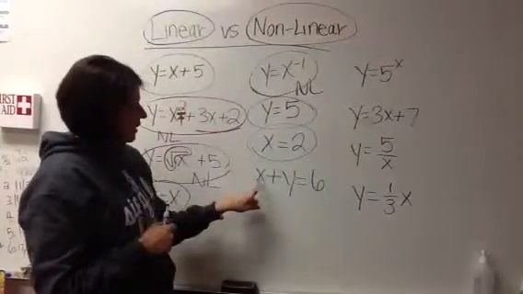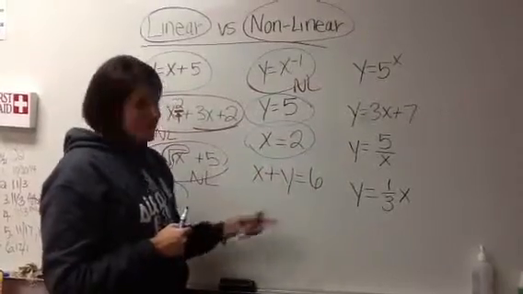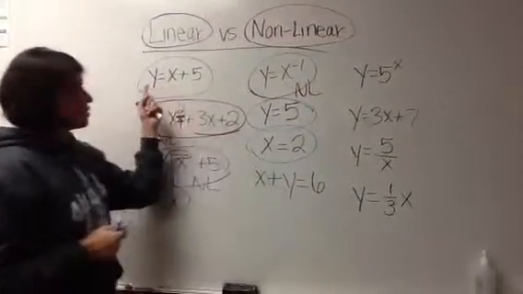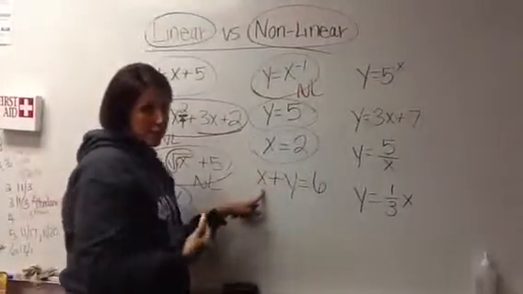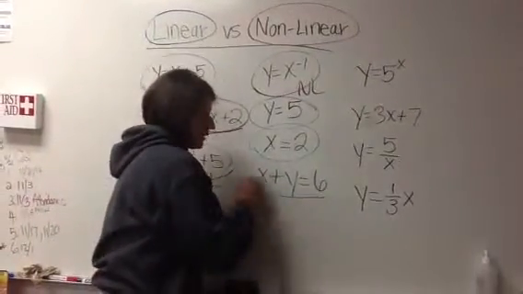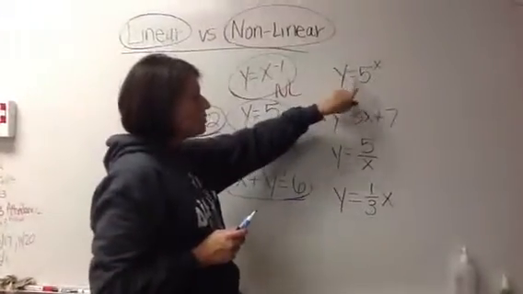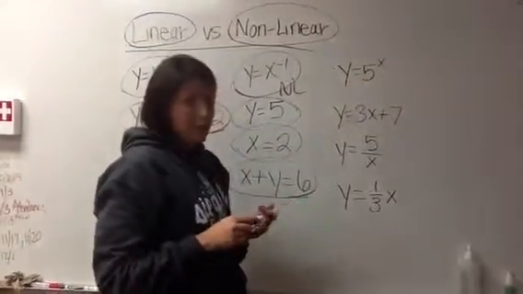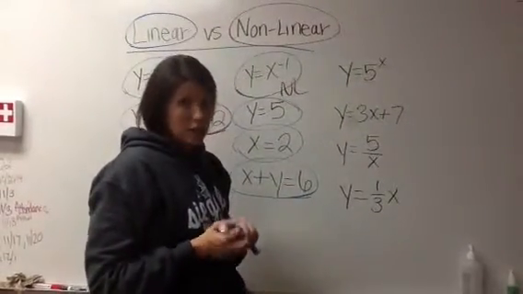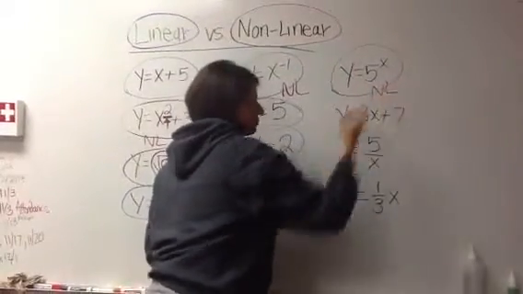Let's look at the next one. x plus y equals 6. No exponents. It's in a different order than we're used to seeing. That's okay. There's no exponents here other than 1. It's linear. Okay, over here, y equals 5 to the power of x. That is not going to work to make a straight line. That's going to be nonlinear.